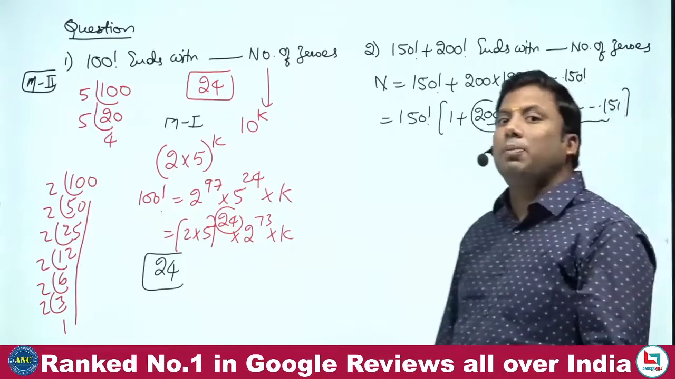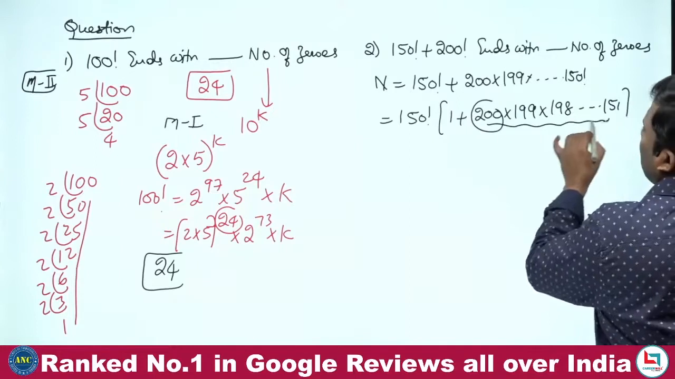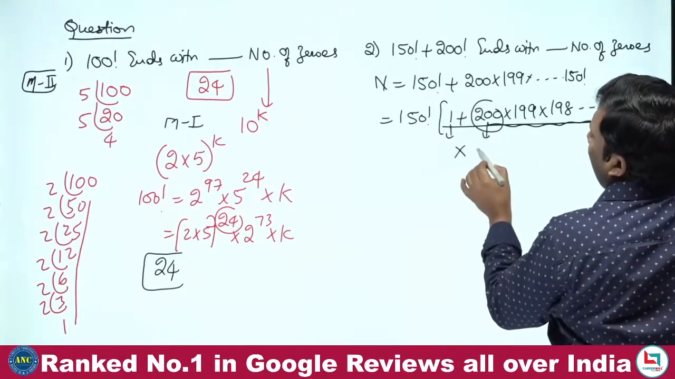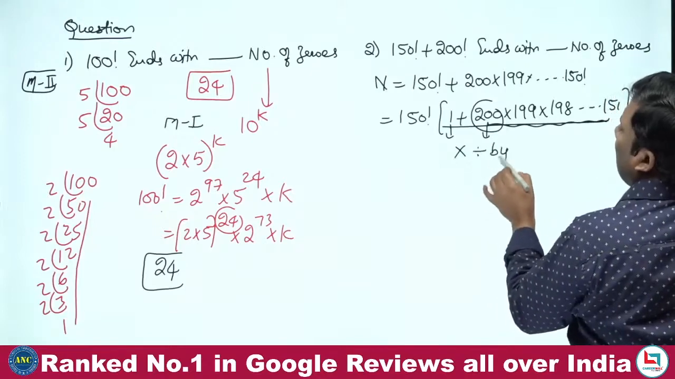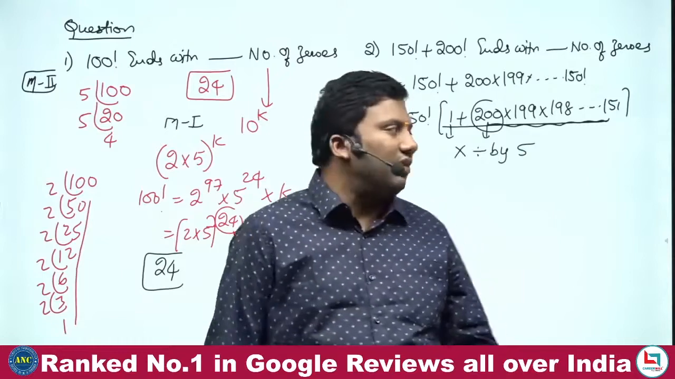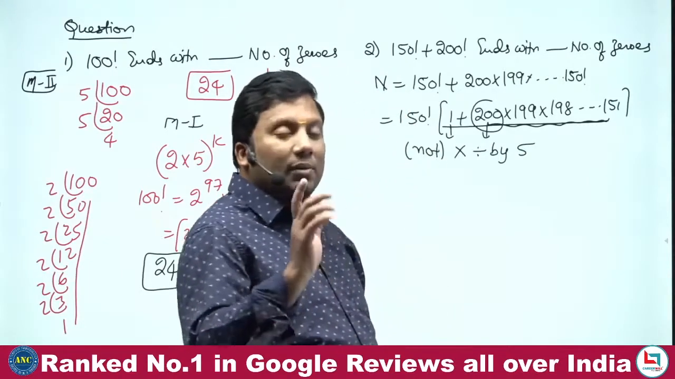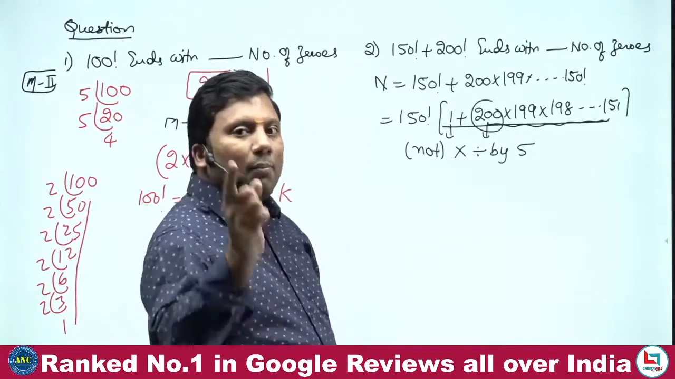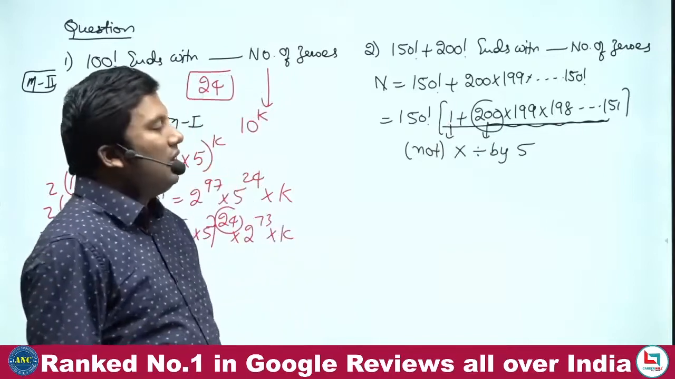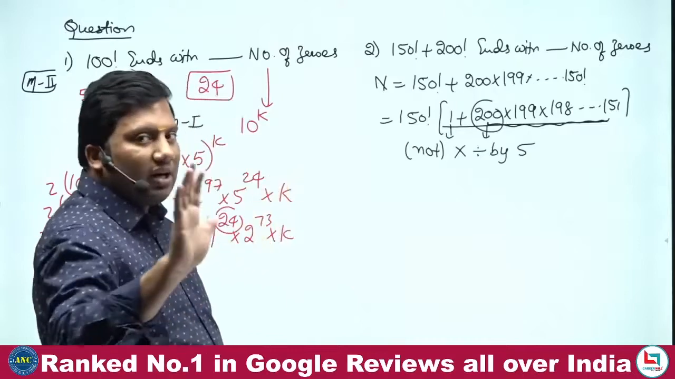200 is a multiple of 5. This is divisible by 5, plus 1. That means the number in the bracket is not divisible by 5, because this part is divisible by 5 and to a multiple of 5 you are adding 1. So the number in the bracket is not divisible by 5.